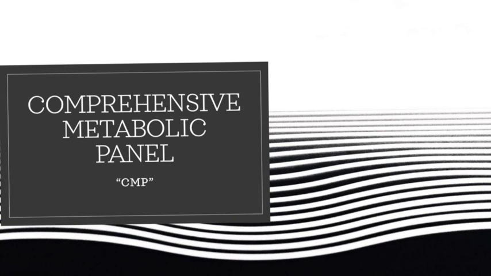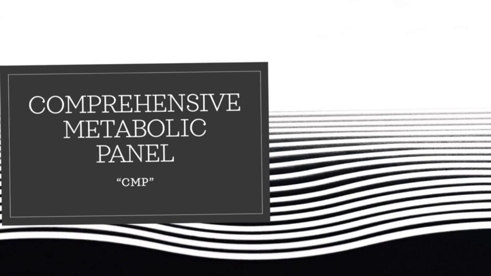Moving on from carbohydrates, let's examine the protein components of the CMP, namely total protein and albumin. These values provide insight into your patient's nutritional status and can signal liver dysfunction or other systemic issues. Focusing on serum proteins, let's consider factors that can cause fluctuations in total protein levels.